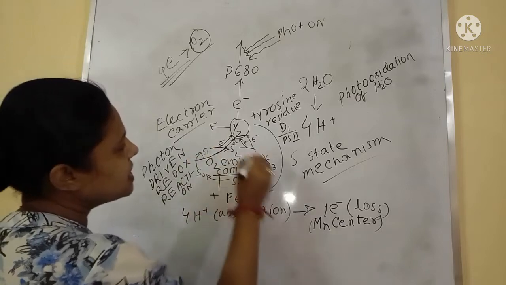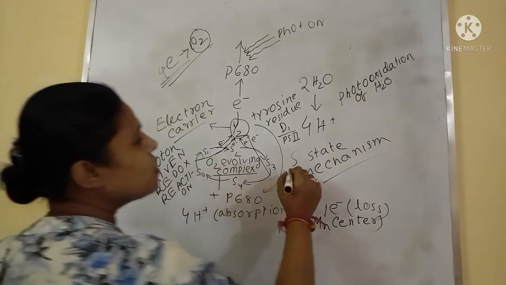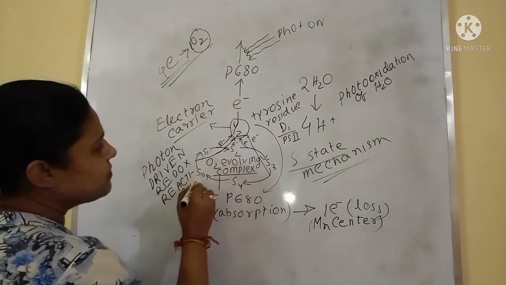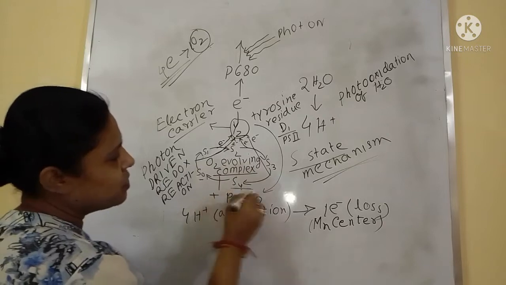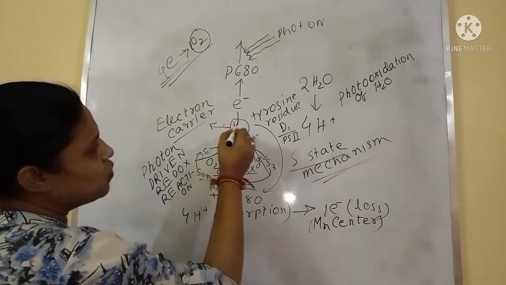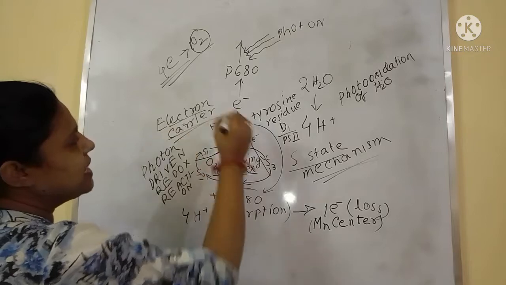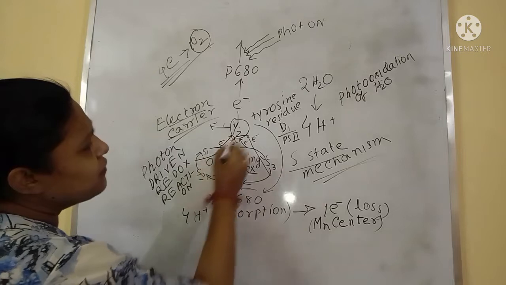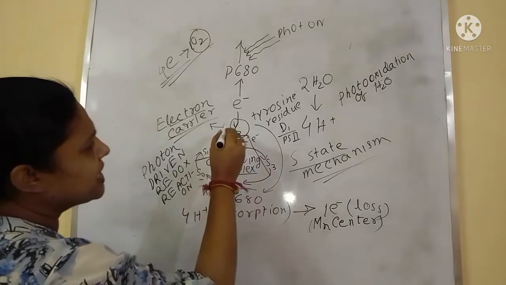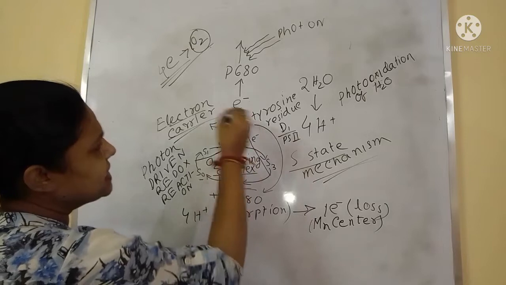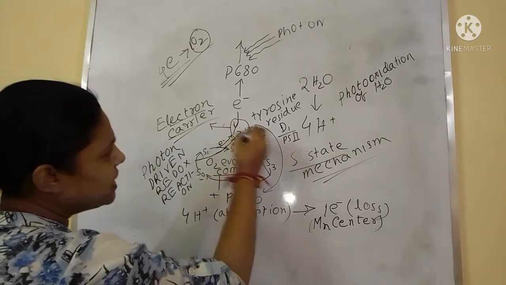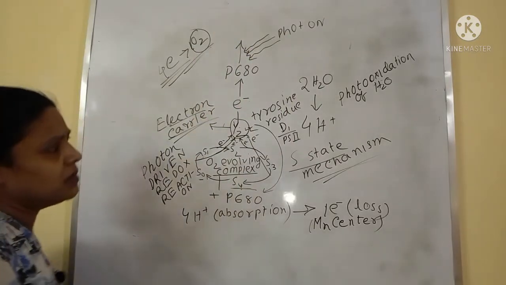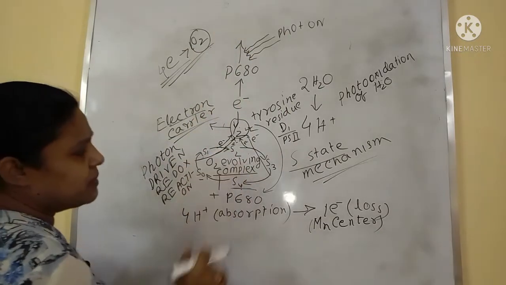This is the oxygen evolving complex, known as the S-state mechanism, which starts from S0 and is completed at S4. YZ is the electron carrier, and these 4 electrons go to the YZ electron carrier and are utilized for the production of one oxygen molecule.